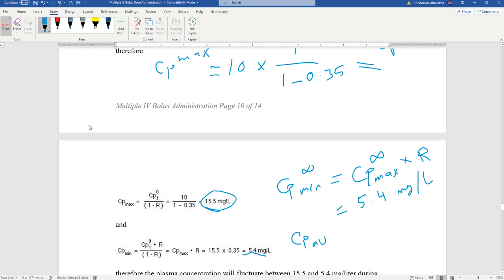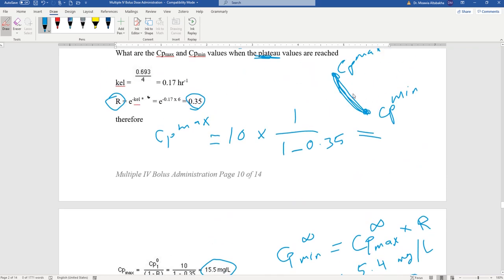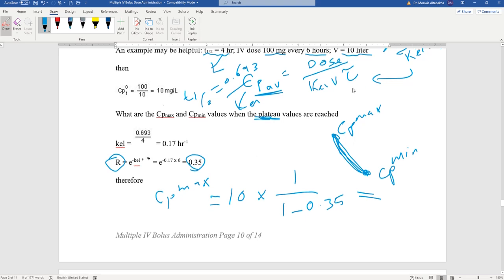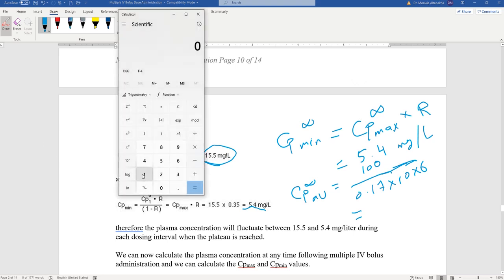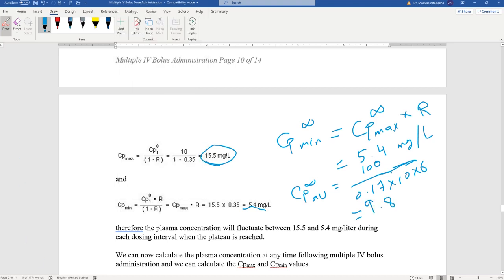CP average at steady state will be F, which is 1, times the dose, which is 100, divided by 0.17 kL, multiplied by 10, the apparent volume of distribution, multiplied by tau, which is the time interval, and this will give you a dash. Let's see. 100 divided by open bracket 0.17 multiplied by 10 multiplied by 6, and it will give you 9.8. Let's see, 9.8 milligram per liter.